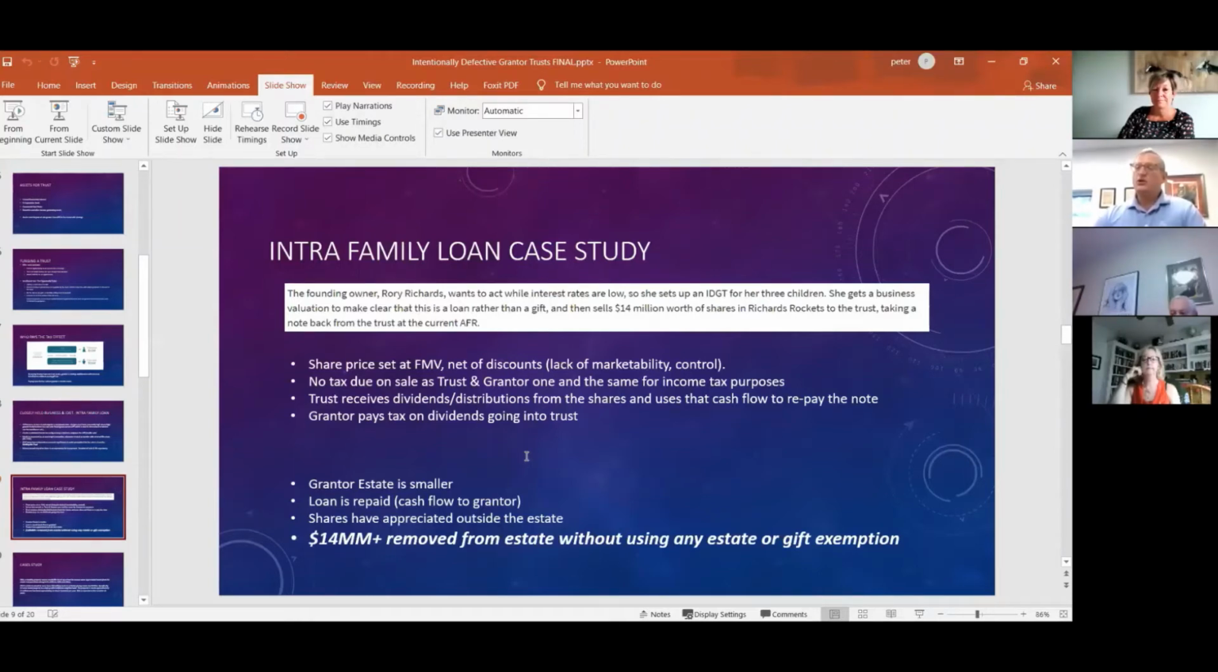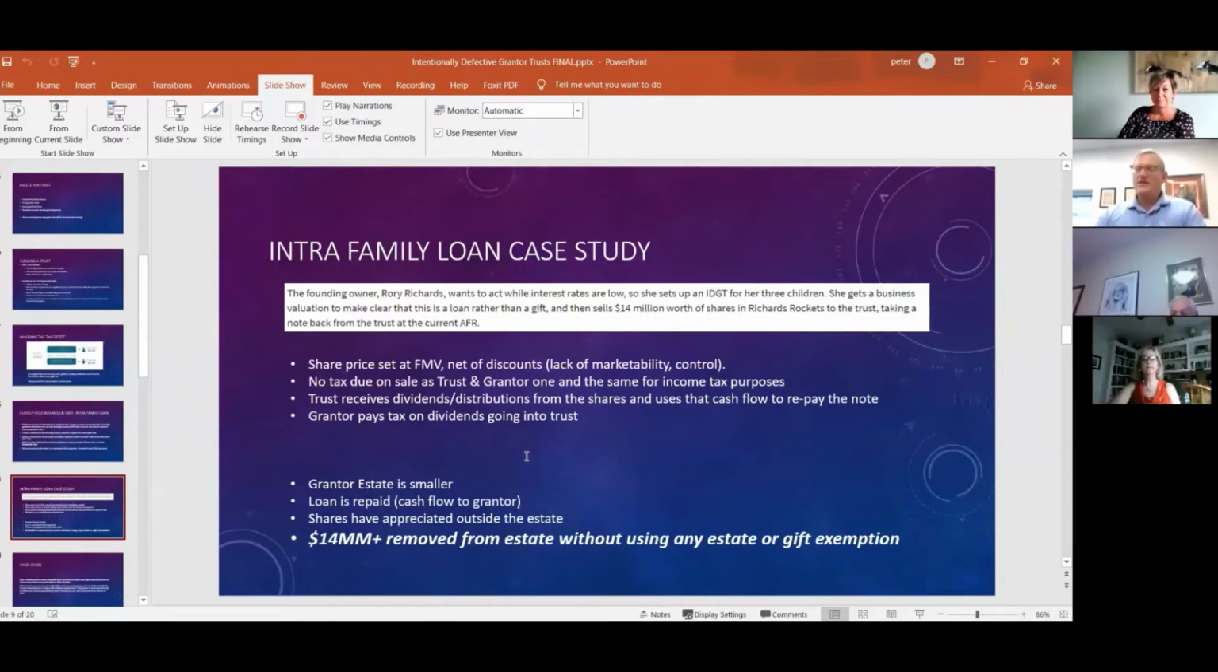The trust is going to receive those distributions and dividends, and that cash flow can be used to repay the note back to Rory. So in terms of a transition plan for her, she needs some cash flow. We can make that planning and get cash flow back to her. And she is going to pay the tax on the dividends that are flowing into the trust. So what we have accomplished is her estate is now smaller.